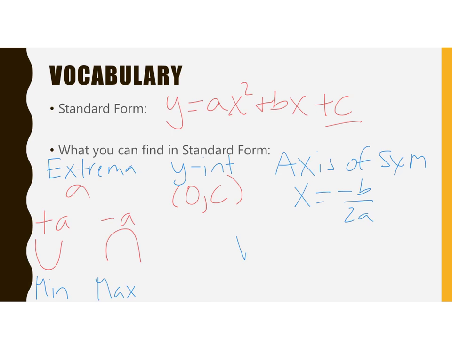And the last thing you can find in standard form is the vertex. If you notice from the last time, the axis of symmetry goes through the vertex, meaning they share the same x value. So whatever the axis of symmetry is, it's the same x value for the vertex. So you only need to find the y value of the vertex, and you can do that by taking whatever x is and plugging it back into the equation.